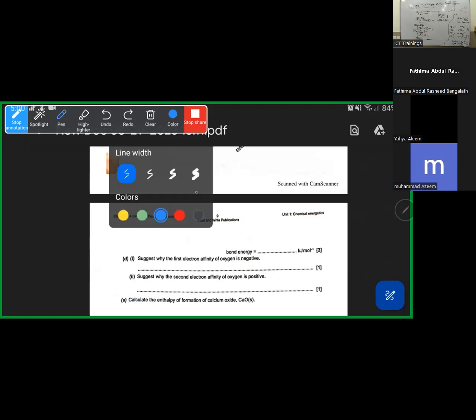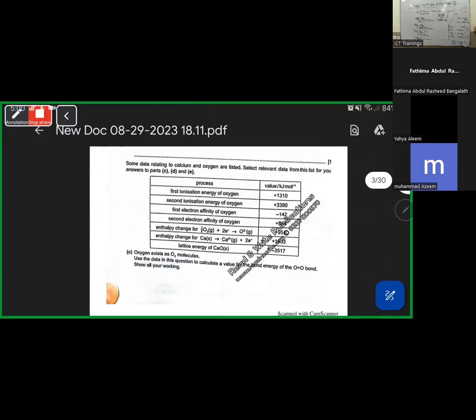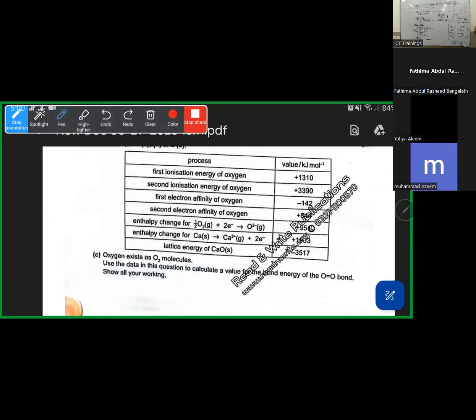Now the data I'm going to open for you. So formation you have to calculate. The values are given up here. I'm just going to write again: delta H of formation you have to calculate. Now your time starts now. This is 951 and this is 1930.